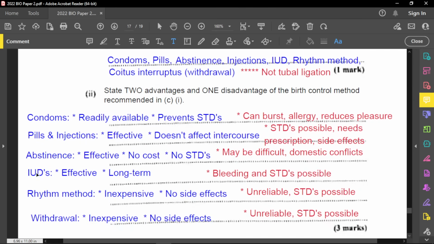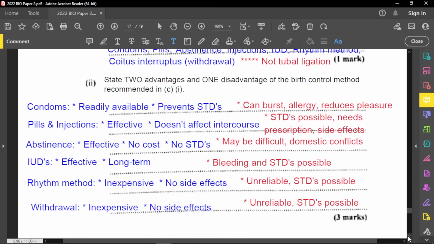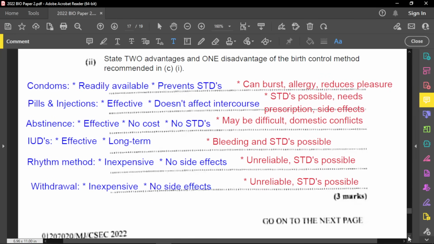All right. So IUDs, they are very effective. They are long term. The problem with IUDs in terms of disadvantage, they can cause bleeding in some cases, and they do not prevent STDs. So STDs are possible. For rhythm method, and rhythm method is really to kind of study the menstrual cycle and know when are the safe days that you can have sexual intercourse without getting pregnant. Rhythm method is inexpensive, well, no cost to it, no side effects. However, very unreliable because you can have changes in hormone production or secretion of hormones, which can cause changes in ovulation, and then you may have a little bit of problems.